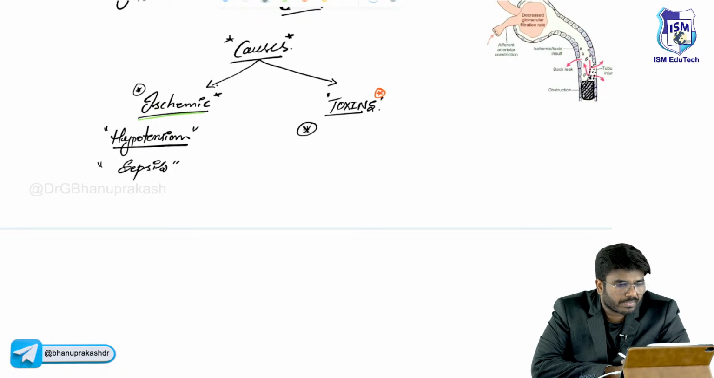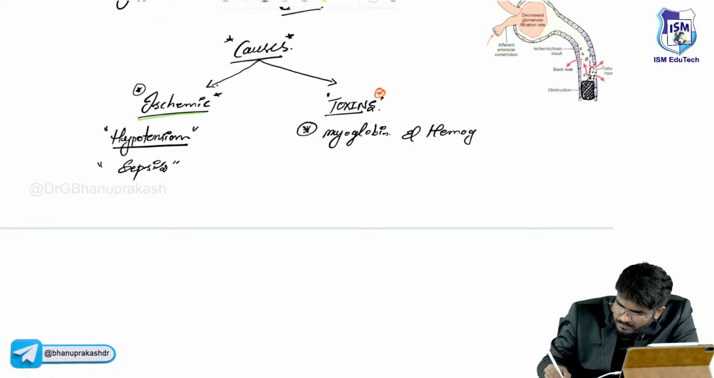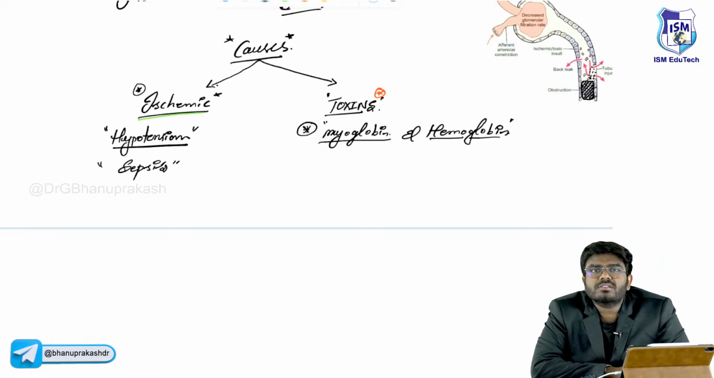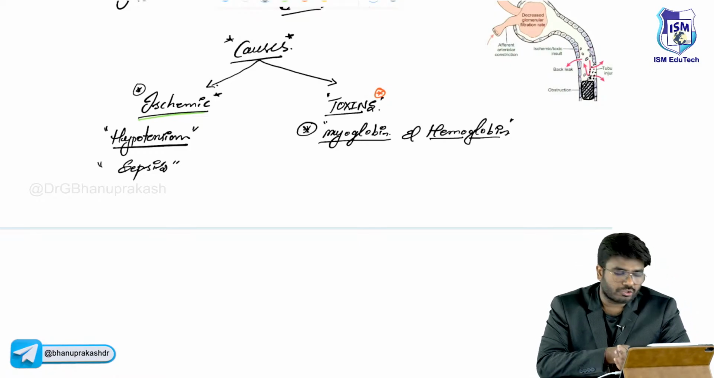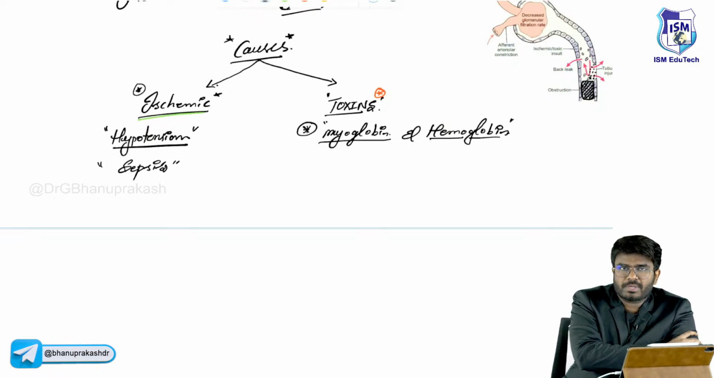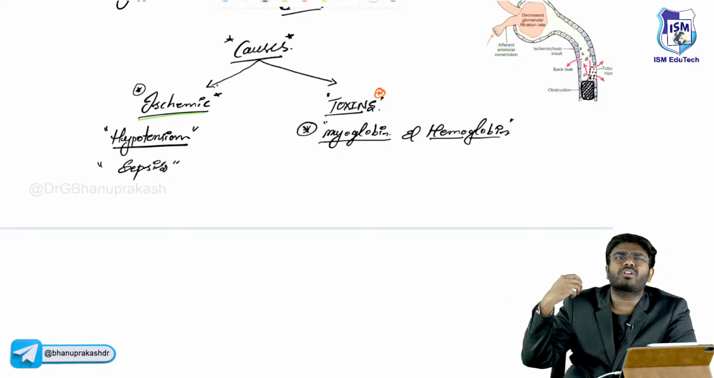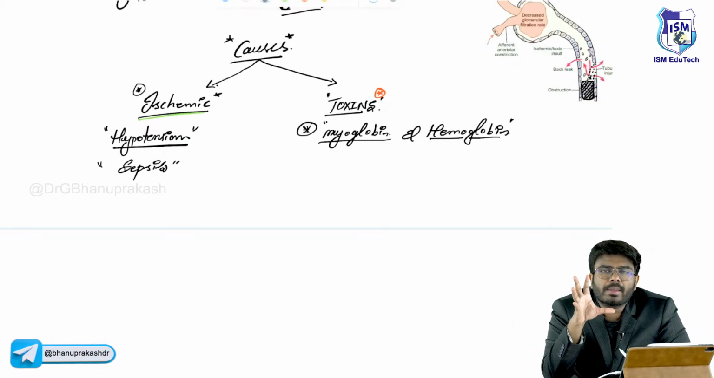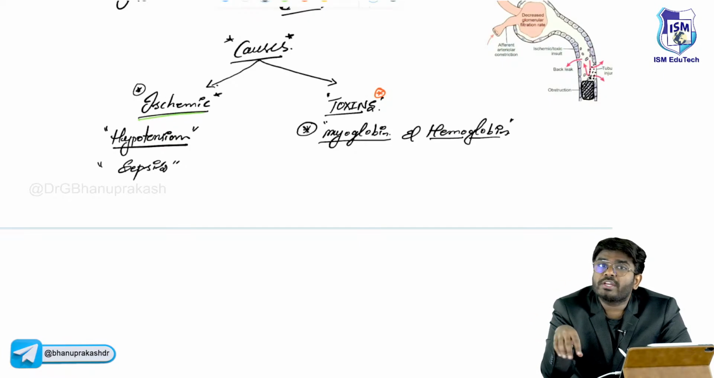Toxin-mediated cause is most important. What are these toxins? Toxins like myoglobin and hemoglobin. Myoglobin is present in the muscles. Hemoglobin is present in the RBCs. And why are they coming out? Because of some reason. For example, if there is a crush injury, the muscles are getting crushed because of some accident or doing too much exercise. The muscle fibers are damaged, and the myoglobin present inside the muscle is going to leak. From the blood, it's going to come into the kidneys.